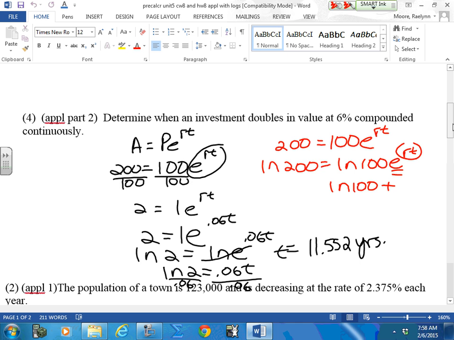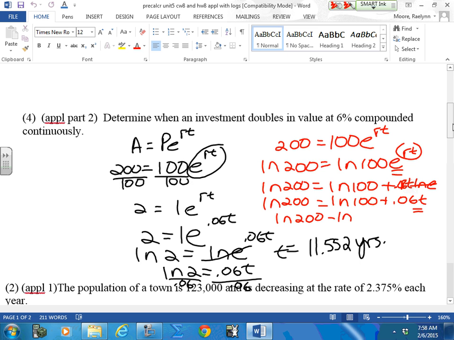Then you can separate this of the R. This is supposed to be 0.06. So the ln E comes out. And all you're going to do first is subtract this guy so we can isolate your T. See it? This is using all your rules. This is making good use of all your rules.